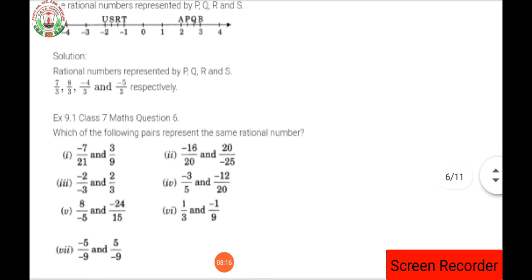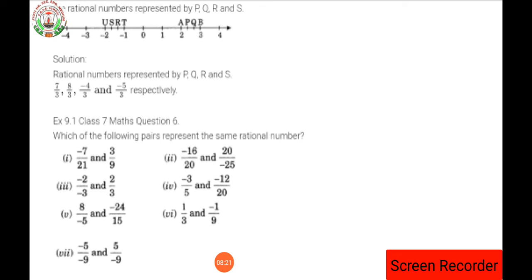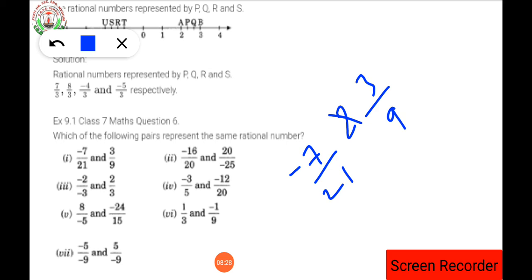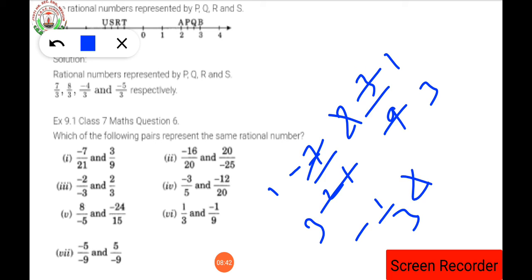The next question: which of the following pairs represent the same rational number? For that, you have to calculate the number by cancellation. Suppose this number is here. Can this 7 get cancelled by the table of 7 itself? Here 21 comes 3 times. Again this will be 1 time, this will be 3 times. Whether both are equal: here minus 1 by 3 is coming and here 1 by 3 is coming. Whether minus 1 by 3 and plus 1 by 3 are equal, it is not equal. So they do not represent the same rational number.